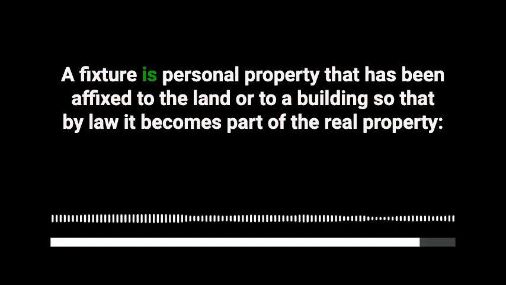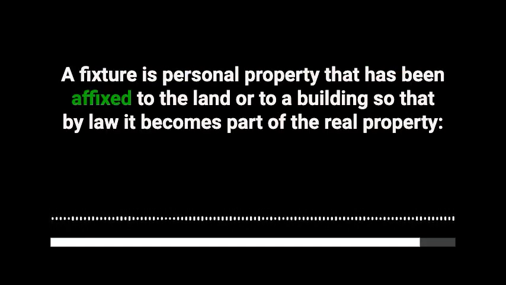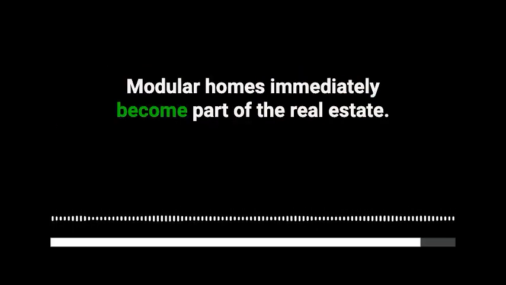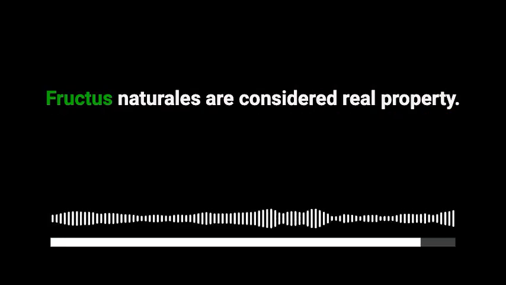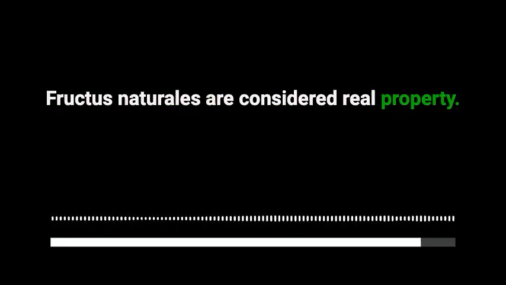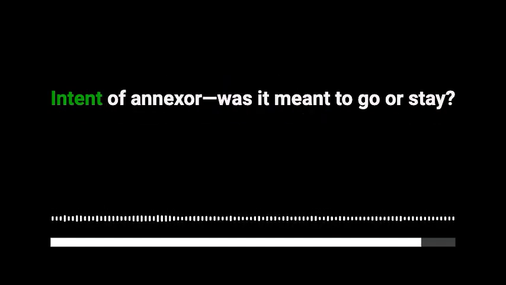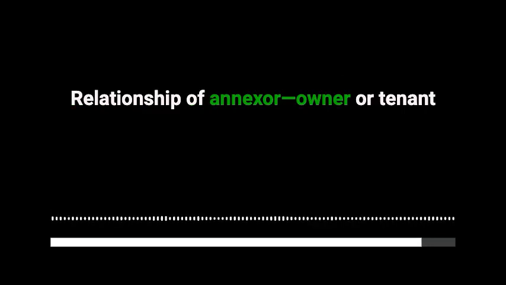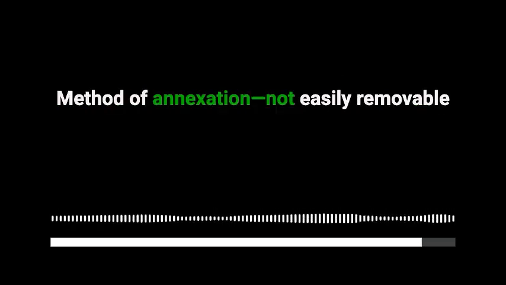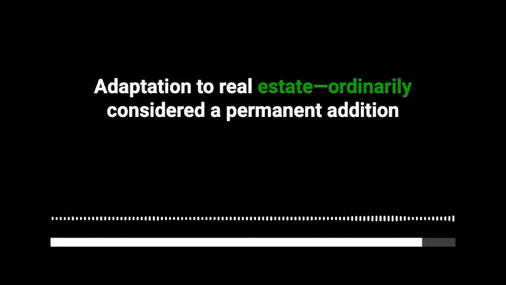A fixture is personal property that has been affixed to the land or to a building so that by law it becomes part of the real property. Modular homes immediately become part of the real estate. Fructus naturales are considered real property. Legal tests for a fixture include the following. Intent of annexer: was it meant to go or stay? Relationship of annexer: owner or tenant. Method of annexation: not easily removable. Adaptation to real estate: ordinarily considered a permanent addition.